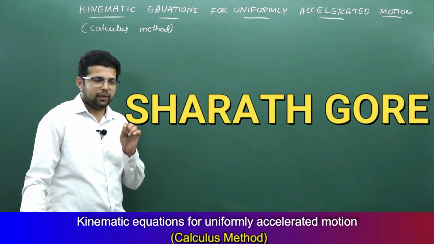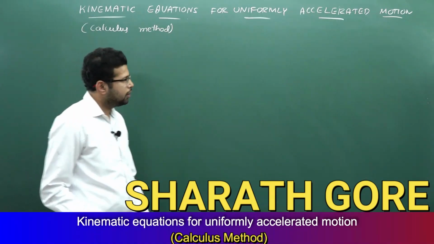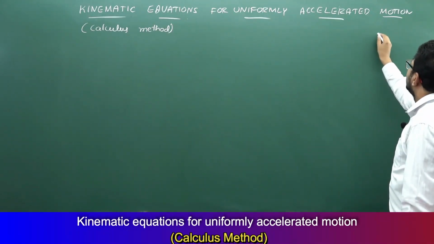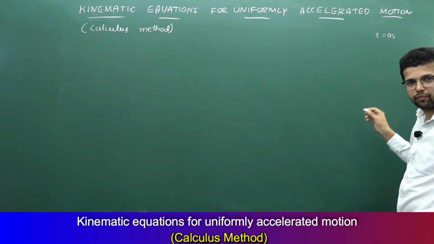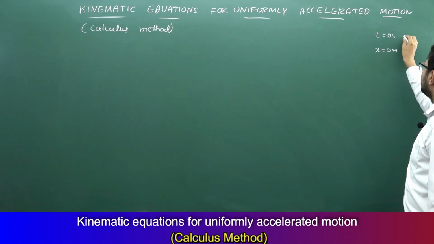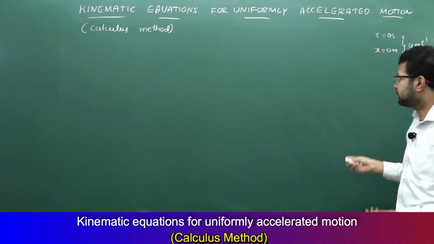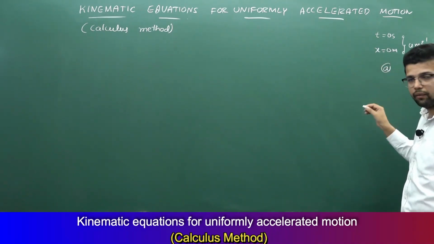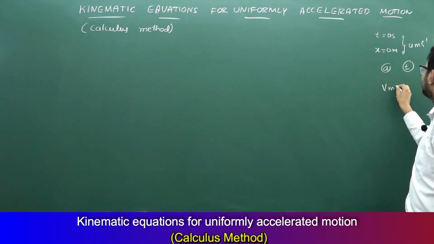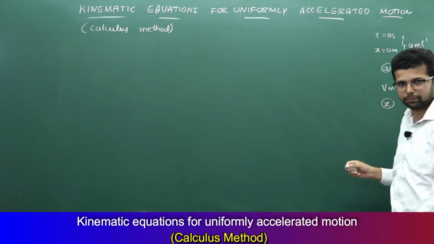Hello dear students, in this video we will learn how to derive kinematic equations using the calculus method. Let us write the initial conditions. When the time is 0 seconds, the object is at 0 meters, x is equal to 0 meters, and the initial velocity of the object is u meter per second. The object accelerates with a uniform acceleration a for time t seconds, and it acquires a speed v meter per second. V is the final velocity and the total distance travelled in this process is x.